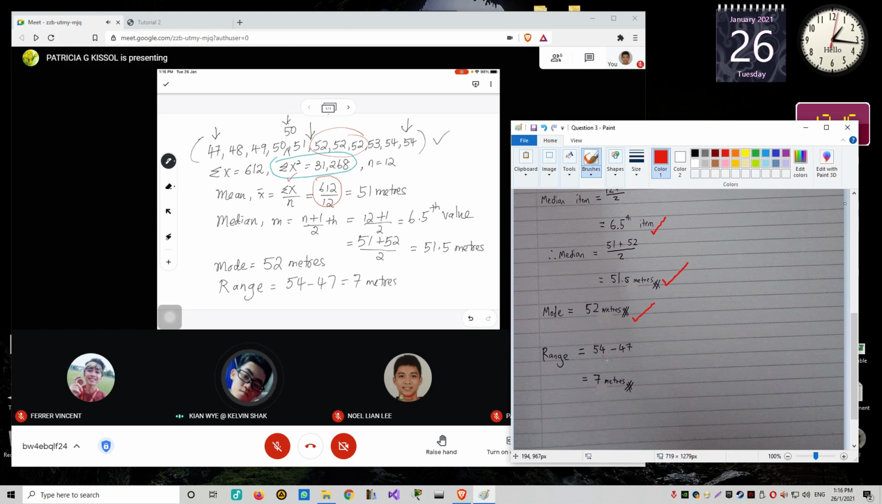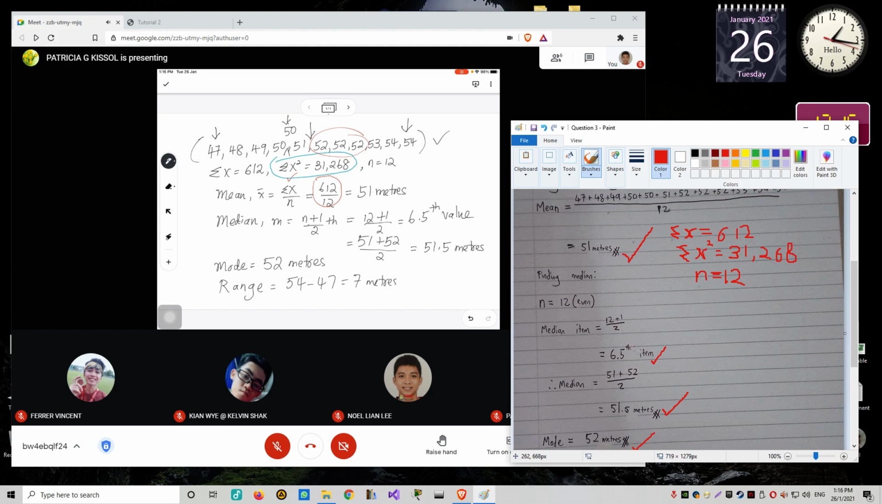You have to write the meters every time. Oh, yes, unit of measurement, yes. You can just use M, it's okay. But when the question has a value of measurement, then it is advisable to write it.